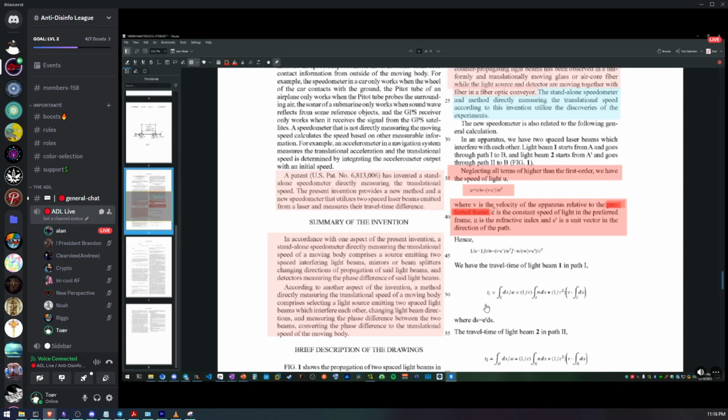Yo, so Dave, this is the ether. And Crypto, check out what we're looking at. This is a patent for a speedometer that uses interferometry. It's just a patent, but it uses interferometry to measure absolute speed without needing to reference anything outside of the reference frame. It's essentially going off of the background medium.